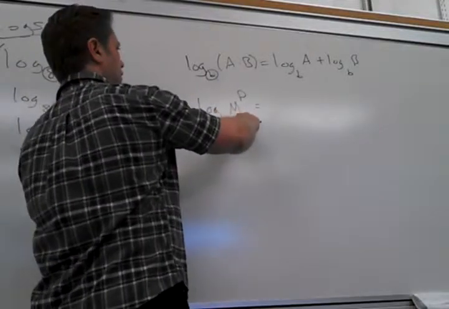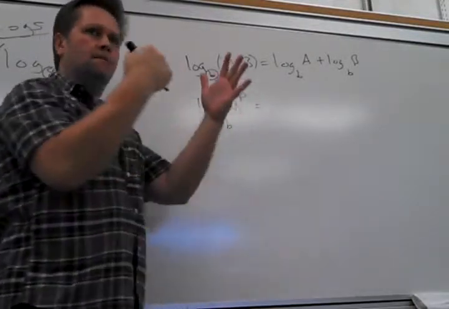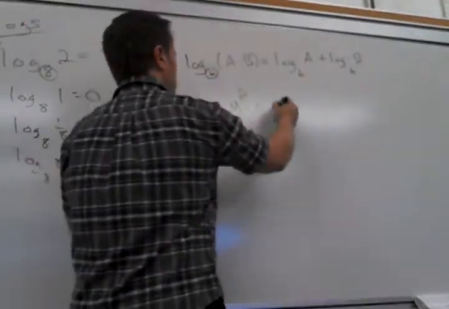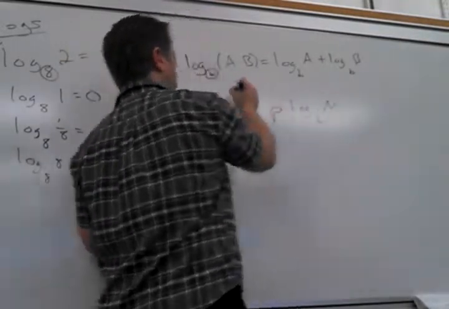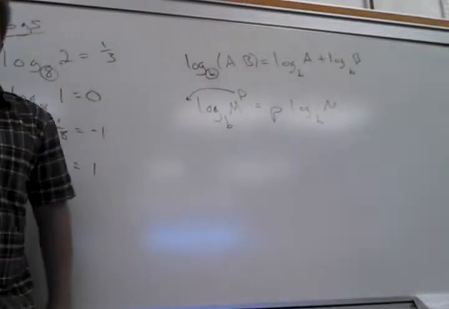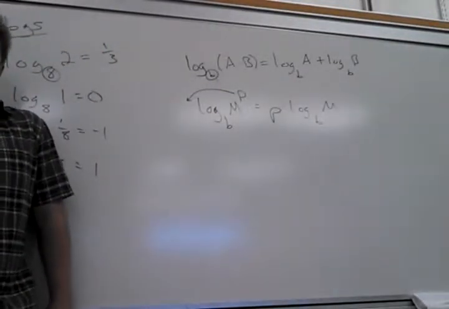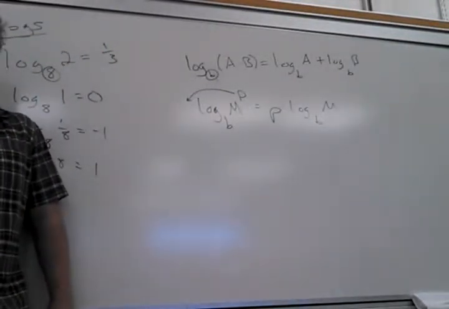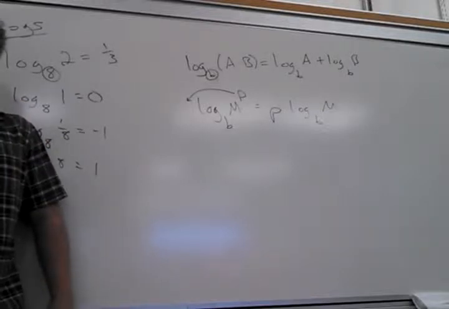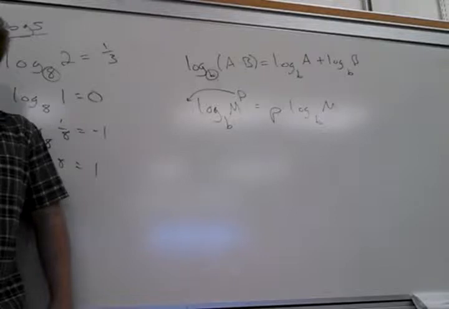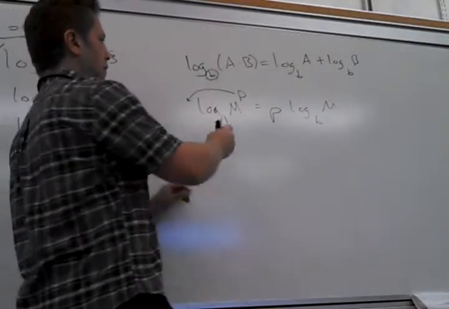What do I do when I raise something with a power to a power? I multiply the powers, right? So I'm going to multiply that power times this power. So really, you just think of it as the exponent coming down. And like I said, that's one of the most important properties of logarithms. Why is that such an important property of logs? I was waiting for somebody to say it.